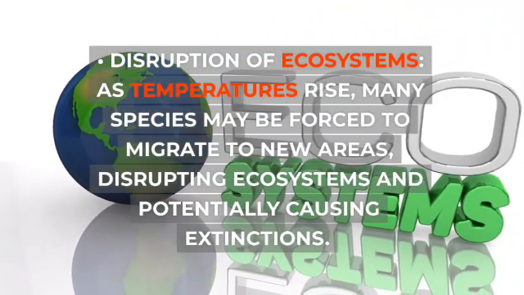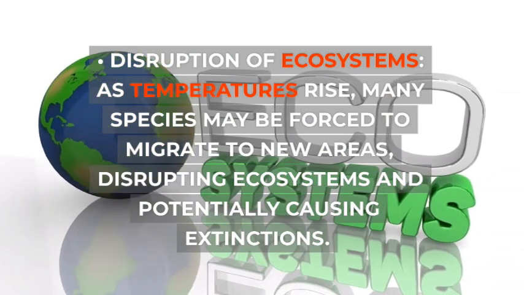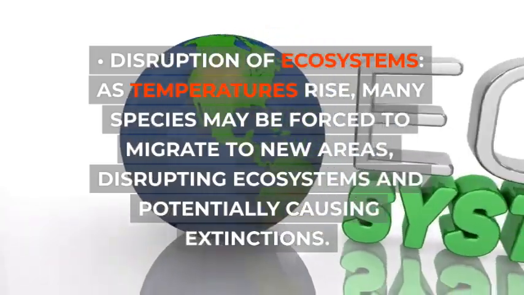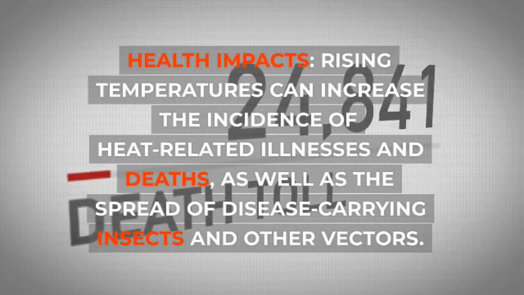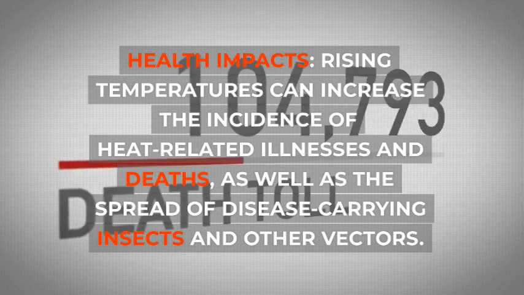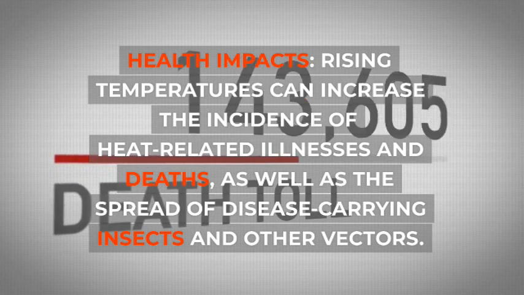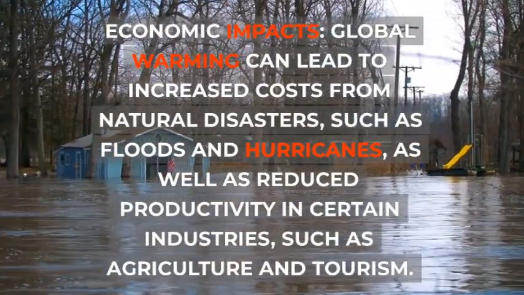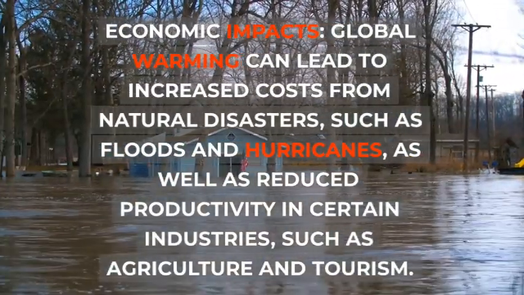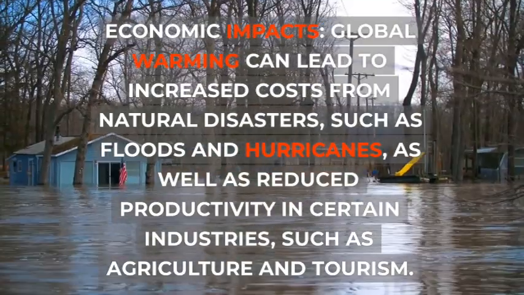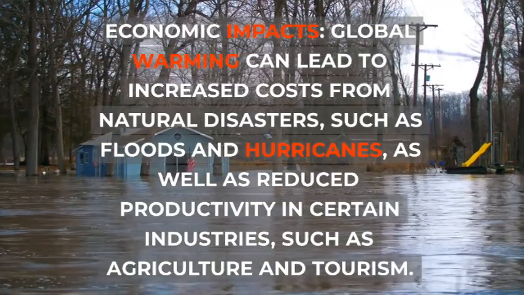As temperatures rise, many species may be forced to migrate to new areas, disrupting ecosystems and potentially causing extinctions. Health impacts. Rising temperatures can increase the incidence of heat-related illnesses and deaths, as well as the spread of disease-carrying insects and other vectors. Economic impacts. Global warming can lead to increased costs from natural disasters, such as floods and hurricanes, as well as reduced productivity in certain industries, such as agriculture and tourism.